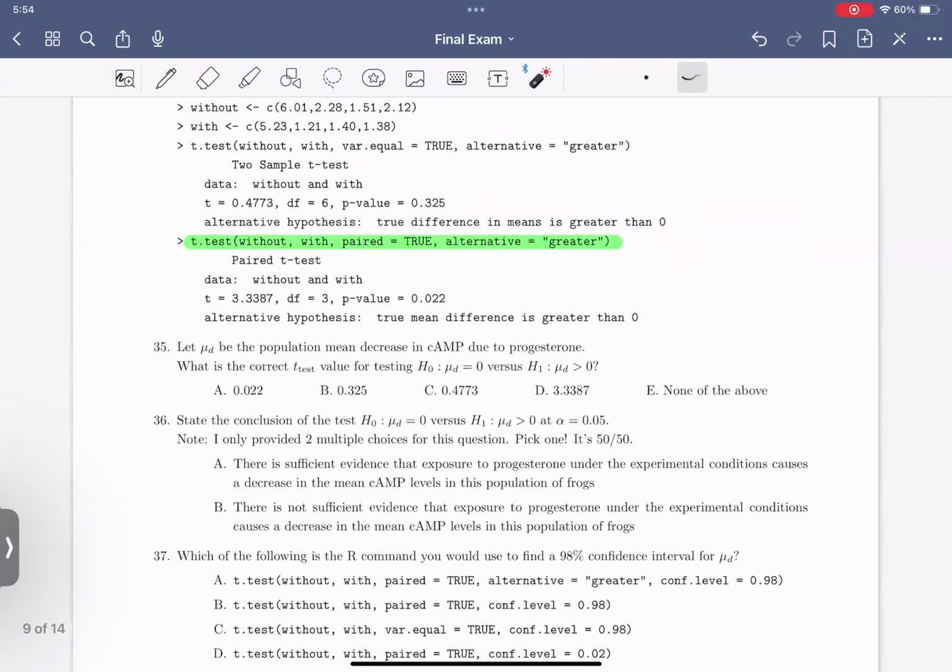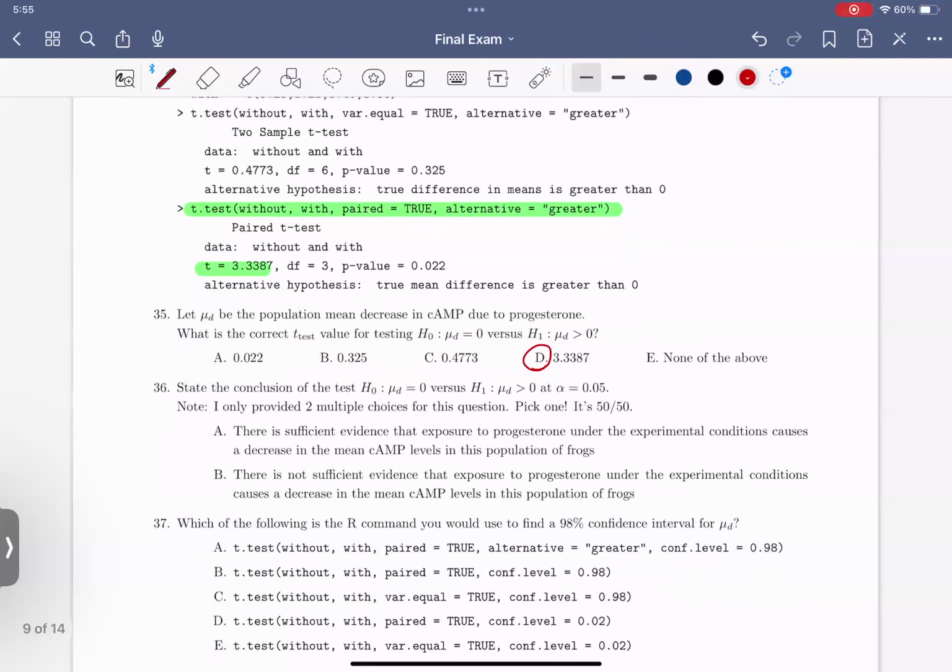All right, next one, question 35. We let mu_d be the population mean decrease in cAMP due to progesterone. What is the correct t-statistic for mu_d equal to 0 versus mu_d greater than 0? Well, basically what they ask is the code that I highlight in green here. So the t-statistic is going to be 3.3387, which is here. All right, so the answer is choice D.